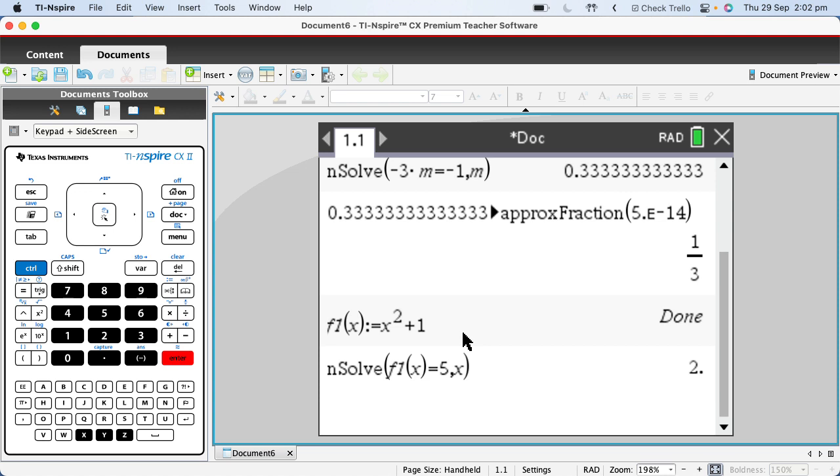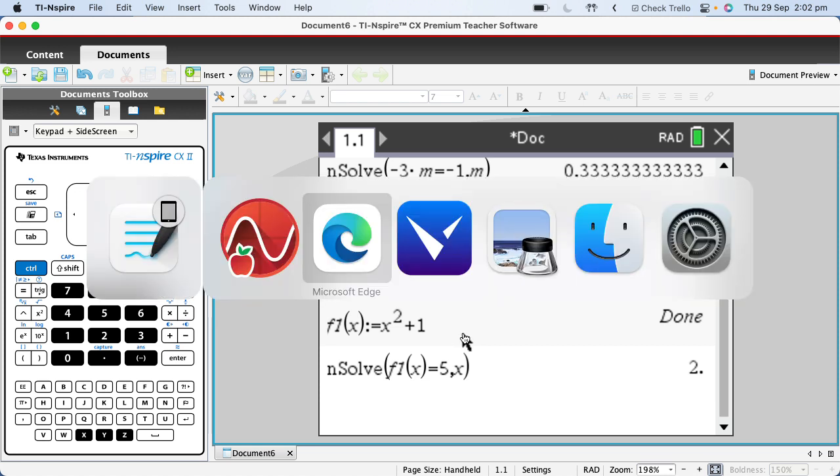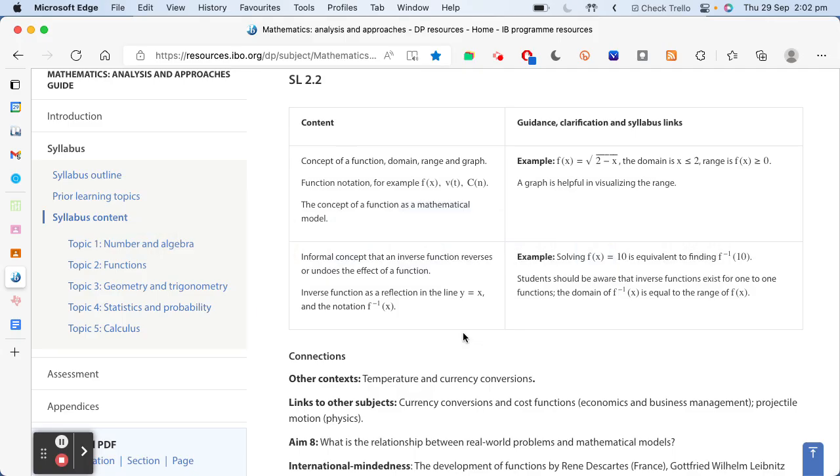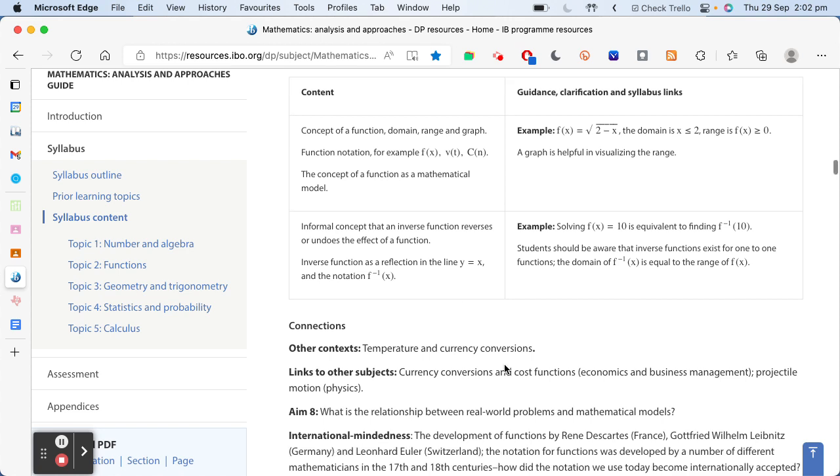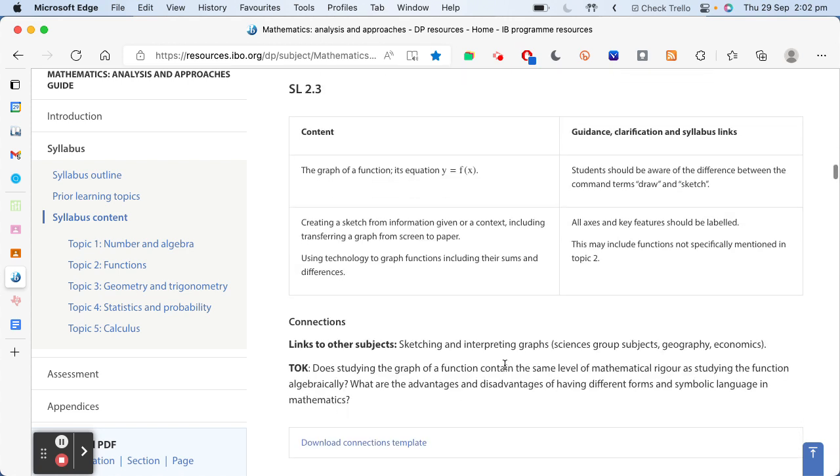That's all I wanted to say about inverse functions. That's all I wanted to say about 2.2. So I will move on unless you want to ask any more questions. Okie dokie. 2.3 is all about understanding graphs and sketching, that kind of stuff.